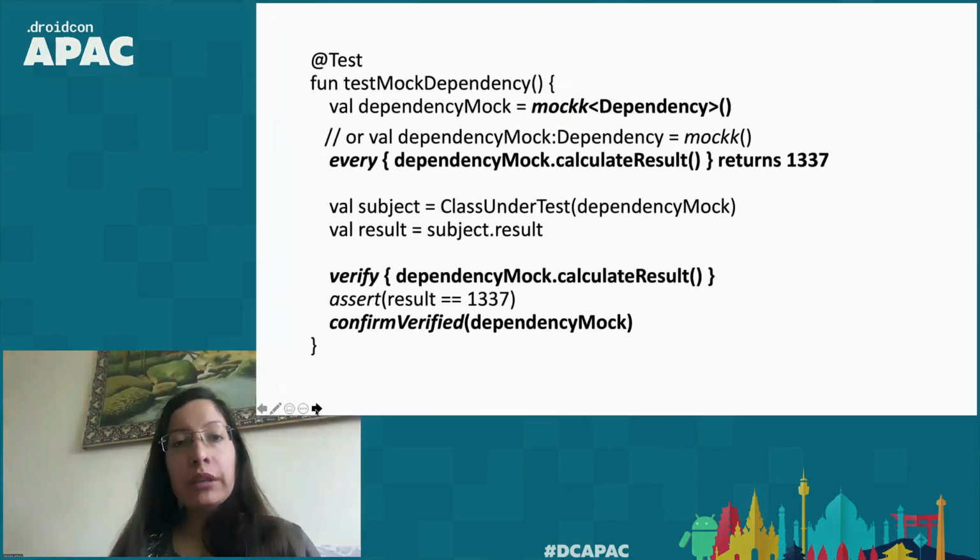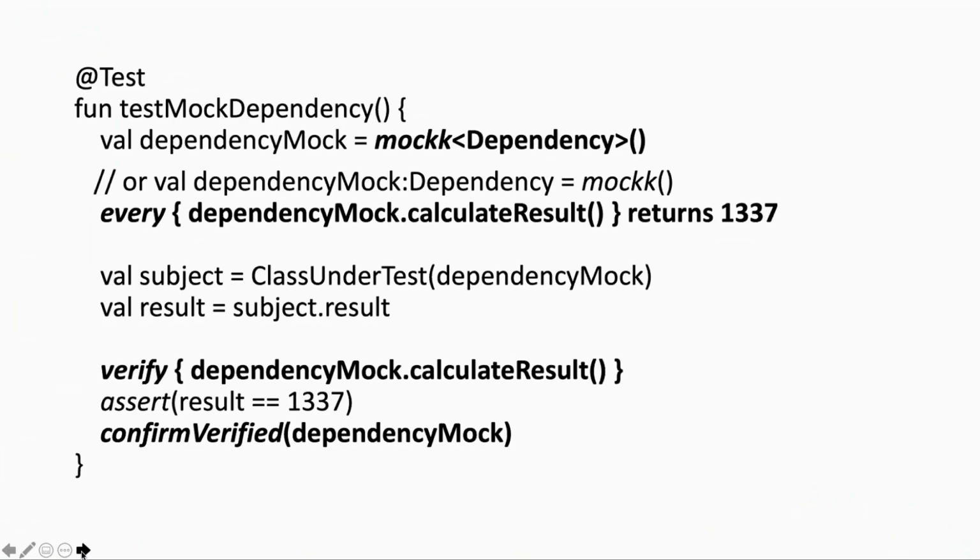So to do this with MockK, we create a mock using MockK, and then we'll use the every construct of MockK. In Mockito, we used to use Mockito.when, and there we used to enclose the function call and use then return and specify the mock result. In MockK, we will use the every construct, wherein we say that for every call to calculate result on the dependency mock which we have just created, it should return the mock result.